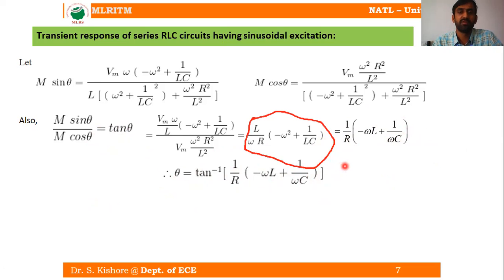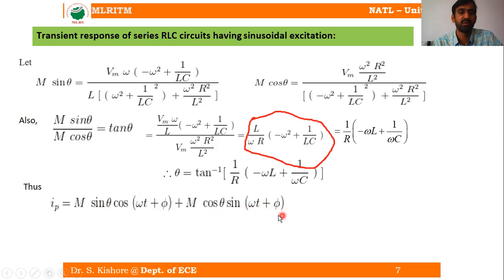Right? So now if you substitute this theta value, we can write one more form of our particular function, that is IP is equal to m sin theta cos(omega t plus phi) plus m cos theta sin(omega t plus phi). So m sin theta I have considered as A, m cos theta as B. So A cos(omega t plus phi) plus B sin(omega t plus phi).